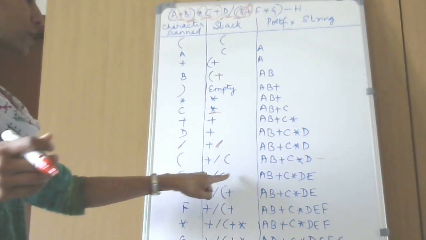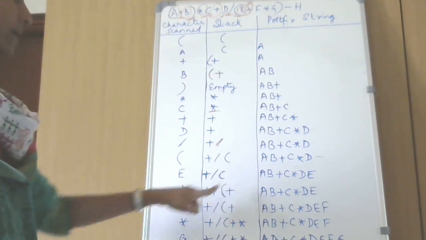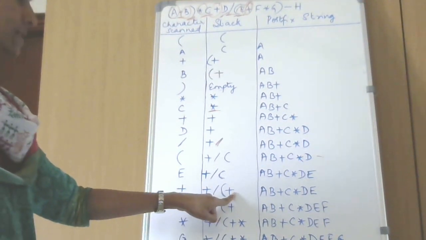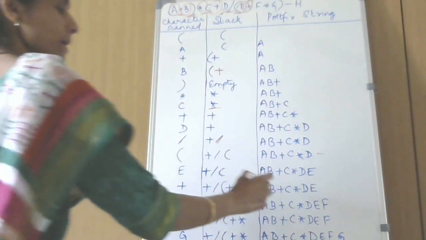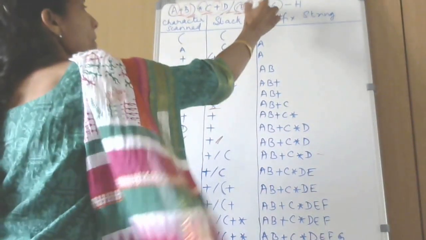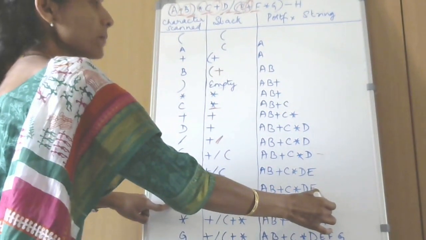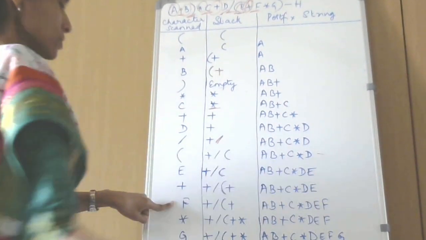You have to compare. Now since you have an open braces as the top element of the stack, you don't have to compare anything, simply push plus onto the stack. So plus will come here. AB plus C star DE, there is no change in the postfix string. Next we bring in F. F is an alphabet, so simply you have to put it onto the postfix string, don't touch the stack.